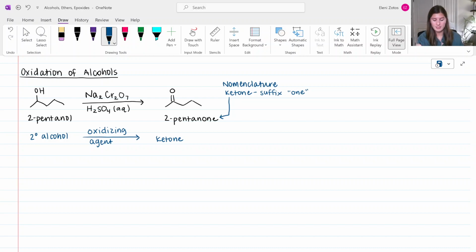Okay, so anytime you start with a secondary alcohol and add an oxidizing agent, we have a ketone as the product. Essentially, the carbon to oxygen OH bond becomes a double bond between the carbon and the oxygen, and we lose the hydrogen.